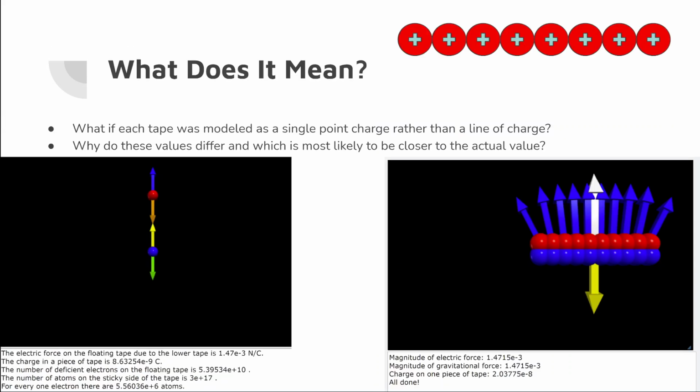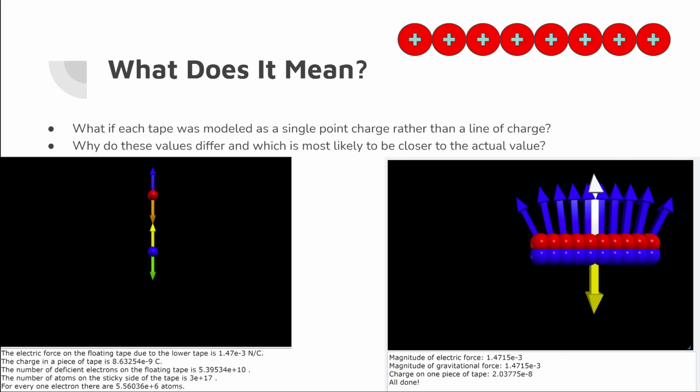If each tape was modeled as a single point charge instead of a line of charge, then the calculated charge on a single piece of tape would be based solely off the contribution that charge's electric field has on the overall net electric field. Because the tape acts as a rod of uniform charge density in our lab, calculating the charge on the tape wouldn't be accurate by treating the tape as a point charge. The value for the charge on a piece of tape is most likely to be closer to the charge depicted on the right-hand side, because dividing up the tape into more charges means there are more charged particles acting in the system, as would have been the case in the experiment.